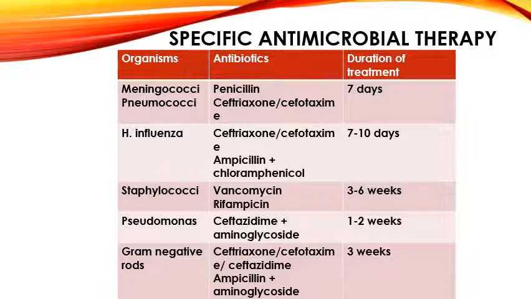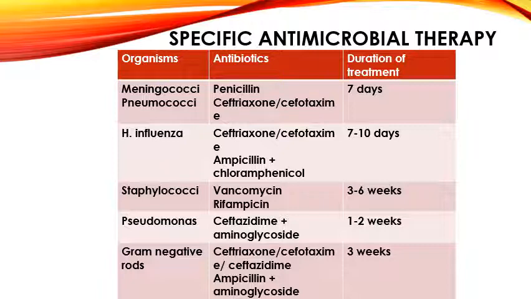In H influenza, drugs which can be used are cephalosporins, ampicillin plus chloramphenicol, and duration of treatment is for 7 to 10 days. In staphylococcal infection, the preferred drug is vancomycin. You can add rifampicin, and duration of treatment is for 3 to 6 weeks. In staphylococcal meningitis, we have to make a proper diagnosis, and if you are not treating it for adequate duration, then the patient will be left behind with so many neurological complications. That is why we have to give appropriate treatment for adequate duration.